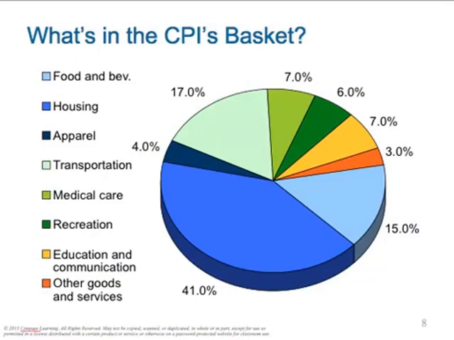Now, what's in a real CPI basket? Okay, you can see it broken down here in a pie chart: food and beverage, housing, apparel, transportation, medical care, recreation, education and communication, and other goods and services. Each number is the percent of the typical household's total expenditure. For example, 41% is spent on housing.